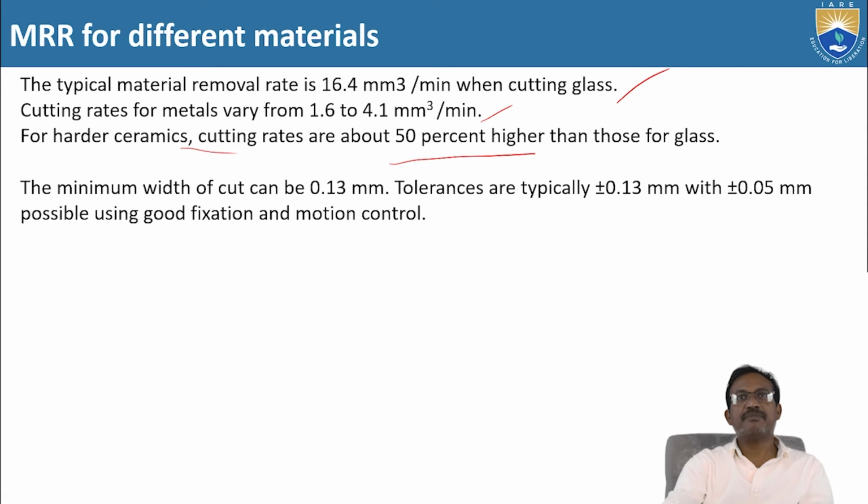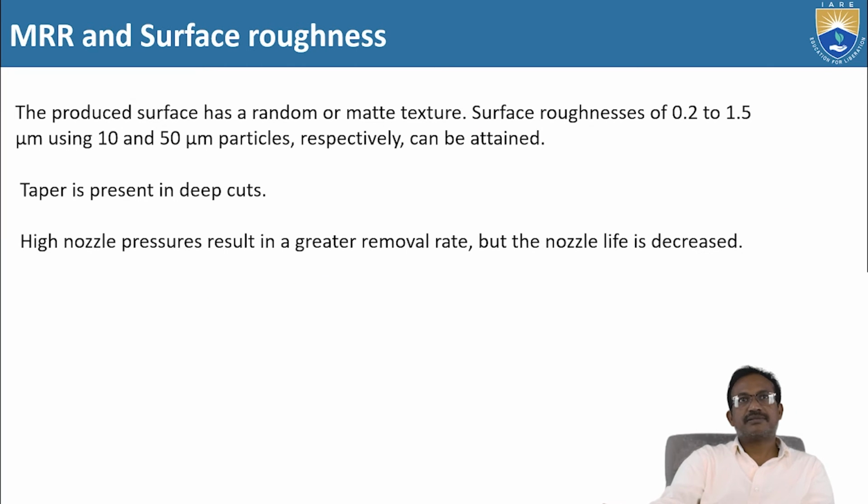The minimum width of cut can be 0.13 mm. Tolerances are typically plus or minus 0.13 mm, with plus or minus 0.05 mm possible using good fixation and motion control. Regarding surface roughness, the produced surface has a random or matty texture. Surface roughness of 0.2 to 1.5 microns using 10 to 50 micron particles respectively can be attained.